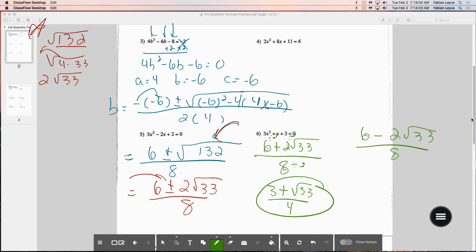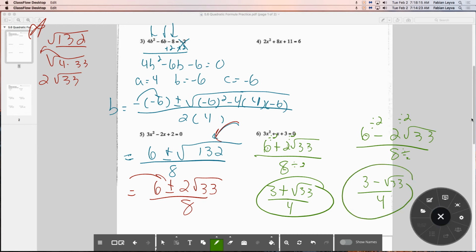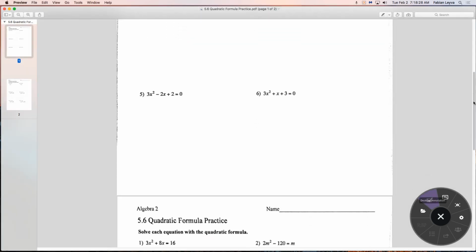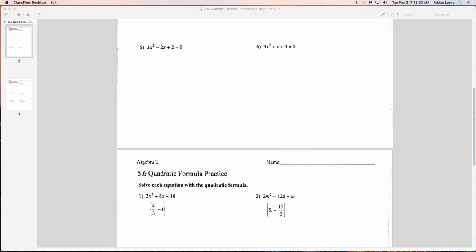All right, so this one over here, more of the same. You can divide the top and the bottom by 2. You end up with 3 minus square root of 33 divided by 4. You're all done, and that's pretty much it. So you'll notice in this one that it took a little more work because you were simplifying the square root. The quadratic formula is the same thing. The only difference is that simplifying the square root is where things can get a little more, I wouldn't even say more challenging, it's just more pre-work.